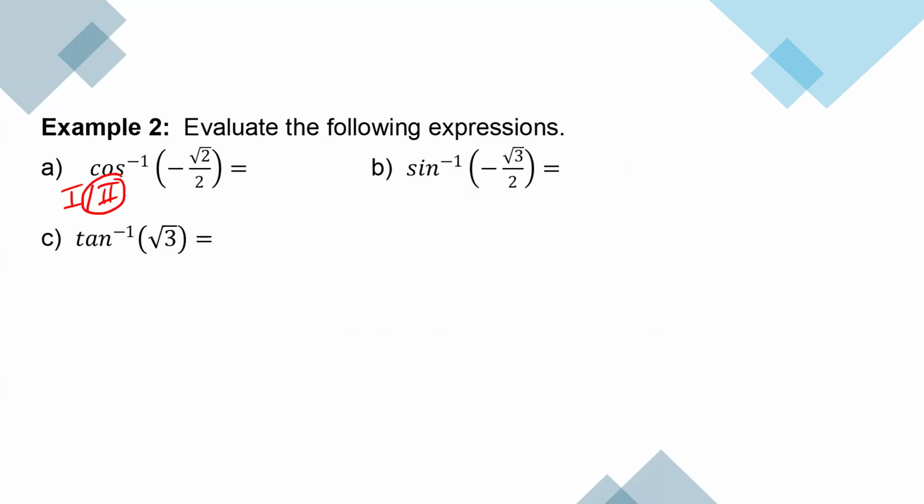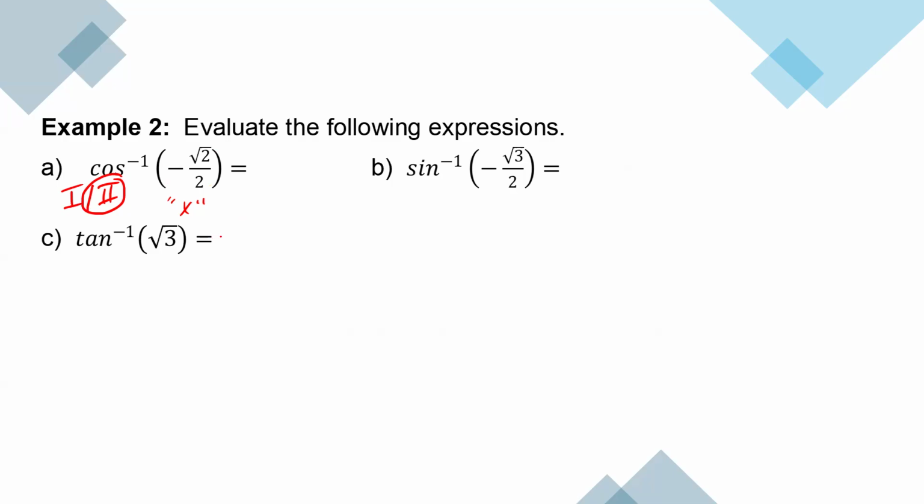So looking in quadrant 2, it's asking when does the cosine ratio equal negative square root of 2 over 2? And cosine represents our what? Cosine is your x. So when does x in quadrant 2 give you a negative square root of 2 over 2?